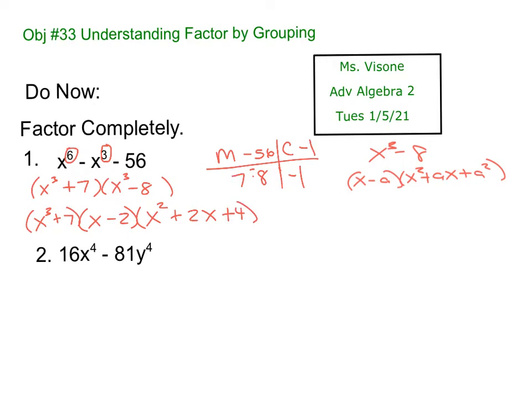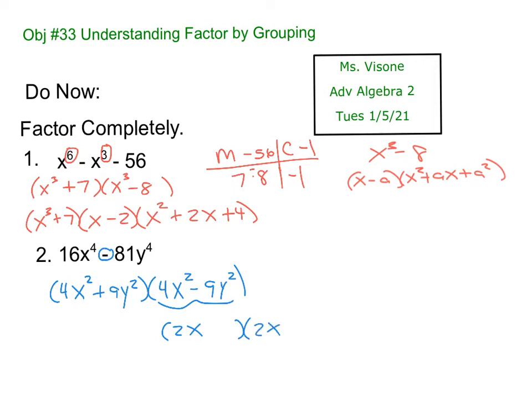All right, number 2. That is a binomial subtraction, and everything's a perfect square. So I have 4x squared, and 4x squared times 4x squared is 16x to the fourth, and then 9y squared. Now that second one is factorable: 2x and 3y, one's a plus, one's a minus. And then we can leave this first one alone.